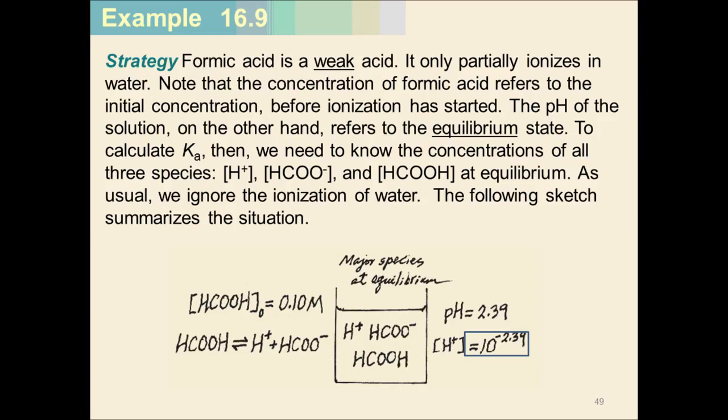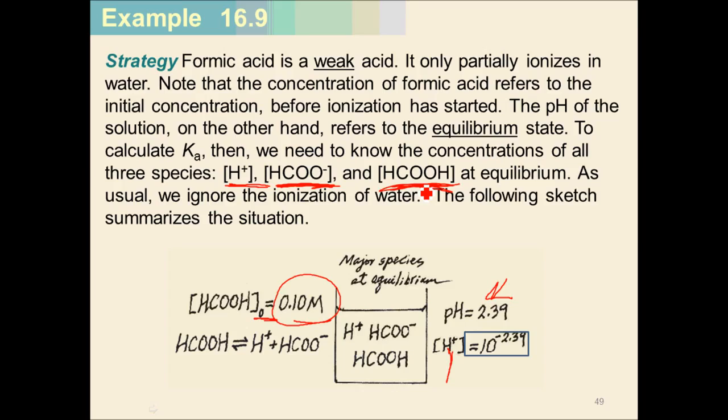Our strategy: formic acid is a weak acid, therefore it only partially ionizes in water. Note the concentration of formic acid refers to the initial concentration. The 0.1 was your initial concentration before you started your ionization. The pH of the solution, on the other hand, is at equilibrium. So to calculate Ka, first what you need to do is find the concentrations of the hydronium ion, the HCOO minus ion, and the HCOOH at equilibrium.